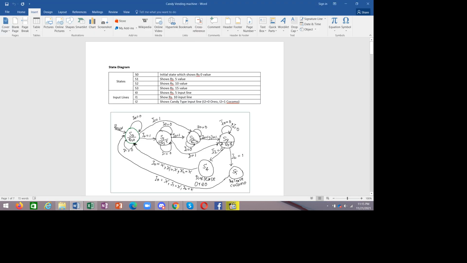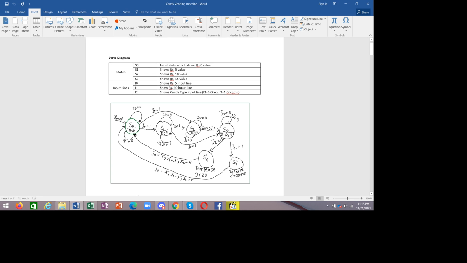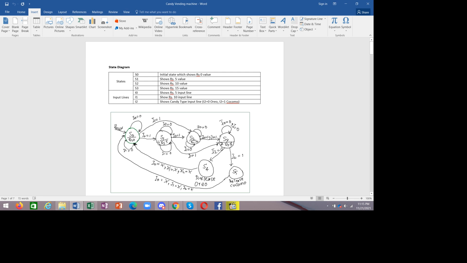So how I have approached this problem is that there are three inputs: I naught, I1, and I2. There are four states: the initial state, then the state which shows that a 5 rupee coin is inserted, then S2 which shows that a 10 rupee note is inserted, and then S3 which deals with all the cases of less than, greater than, equal to 15, right?